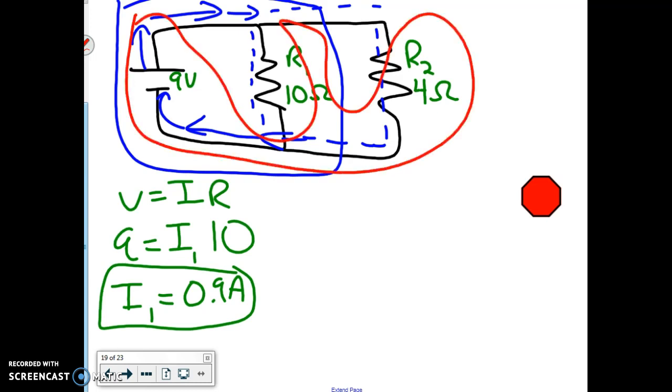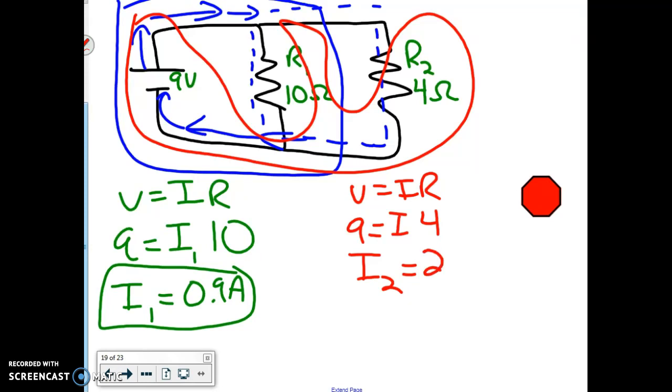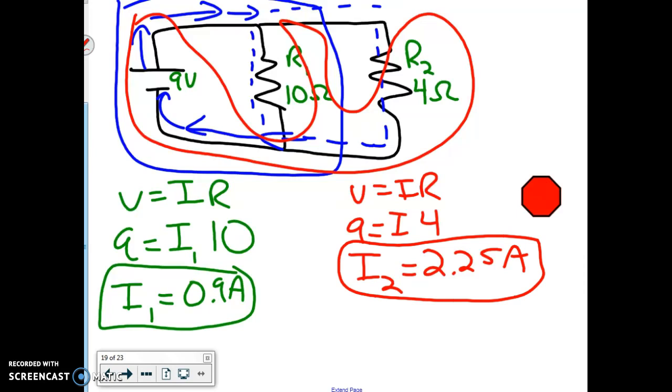The same thing can be done if you focus your attention on that part, just going through R2. So in this case, V equals IR, 9 equals I times 4, so the second current will in this case equal 2 point something. It's 2.25 amps.